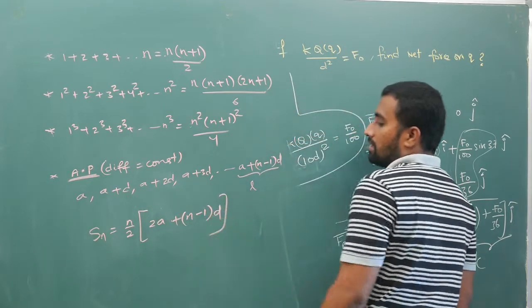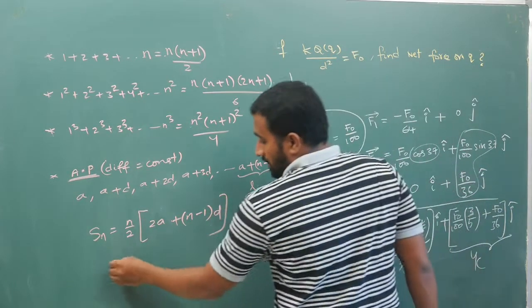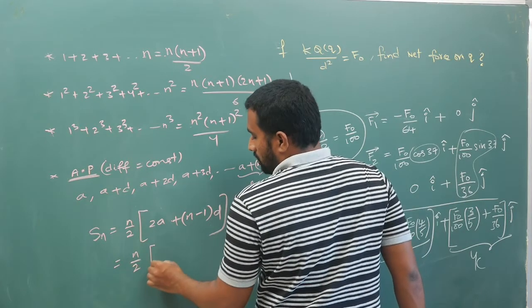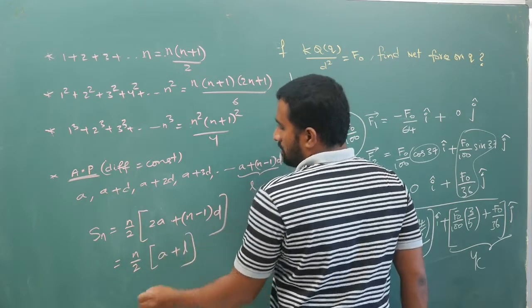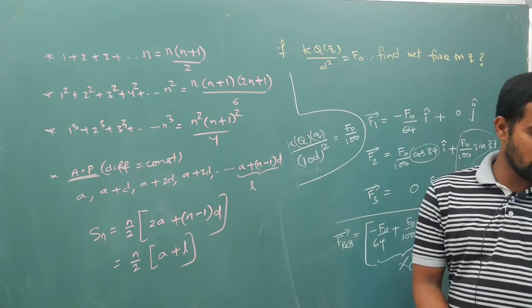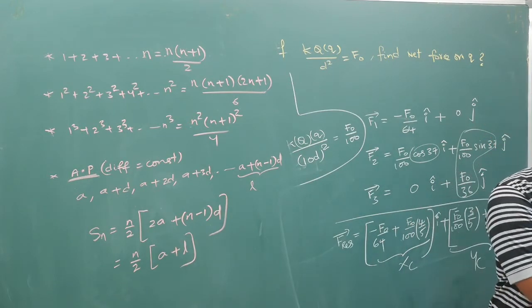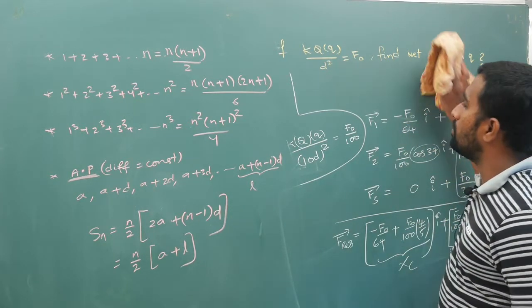How many terms are there? Accordingly you substitute, or it can also be written as n by 2 times (a plus l). Okay, so progressions also you are supposed to know, so that we will use them.